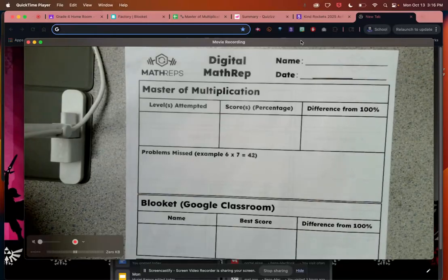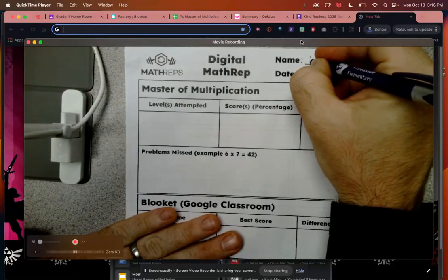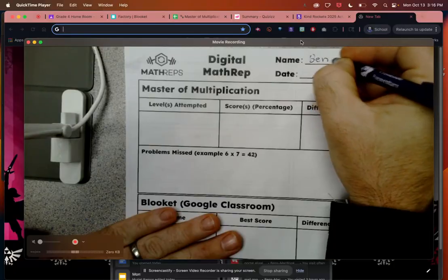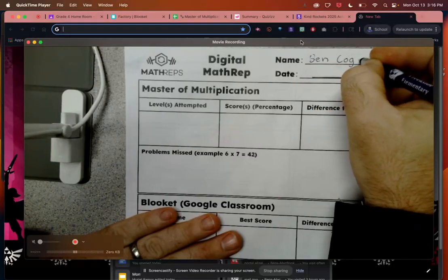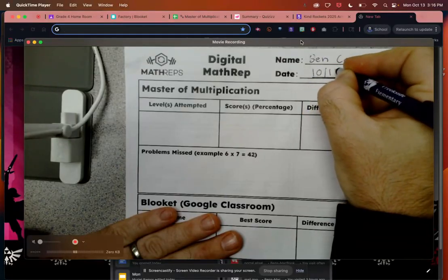All right, today we're going to focus on our digital math rep here. This is a new math rep that we're going to be working on, and hopefully this will help you a little bit. And today's date is 10/13.